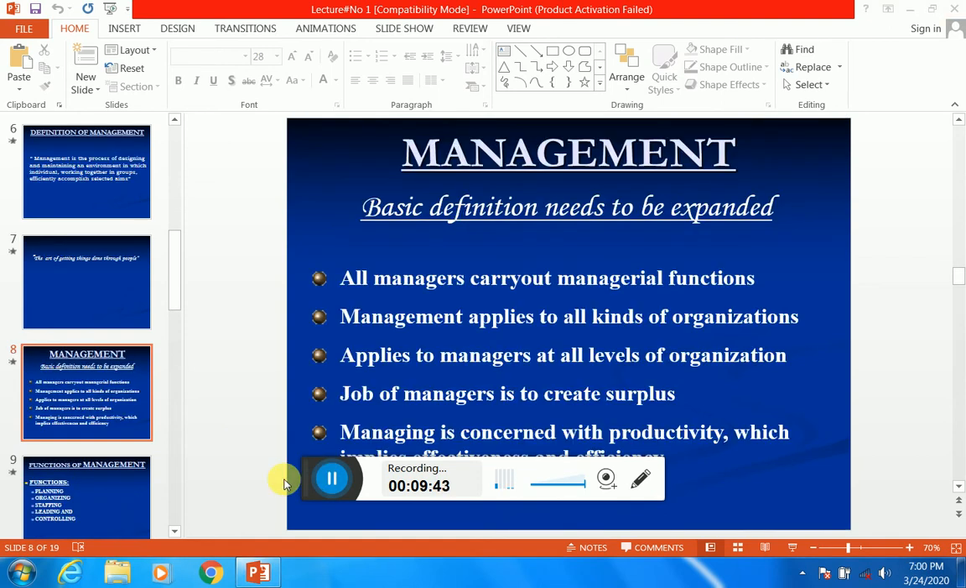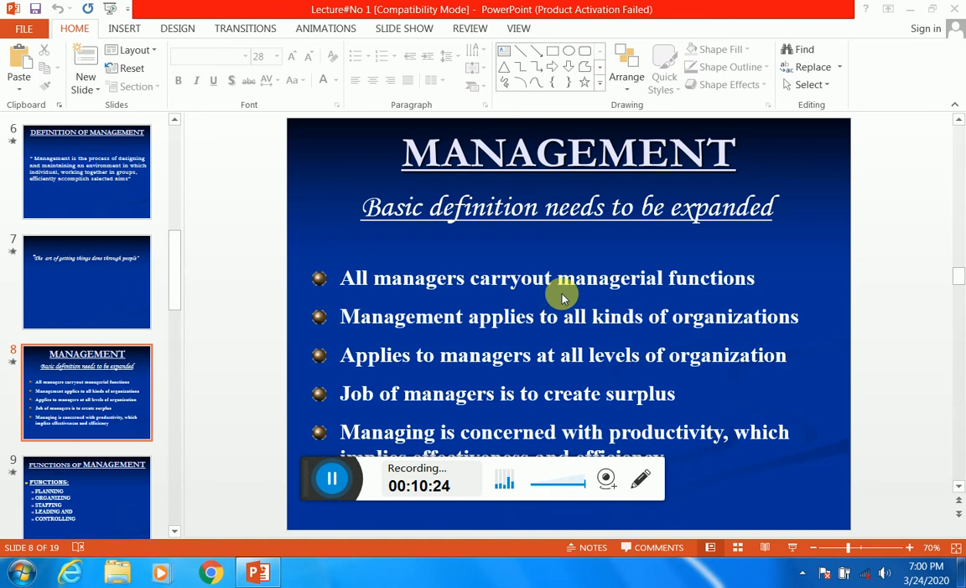In this slide, there is a further explanation of the definition. In the first point, all managers carry out managerial functions. What does it mean, all managers? There are different types of managers. For example, area wise, like finance manager, HR manager, quality control manager, marketing manager, sales manager. So here all managers, meaning area wise, carry out managerial functions.